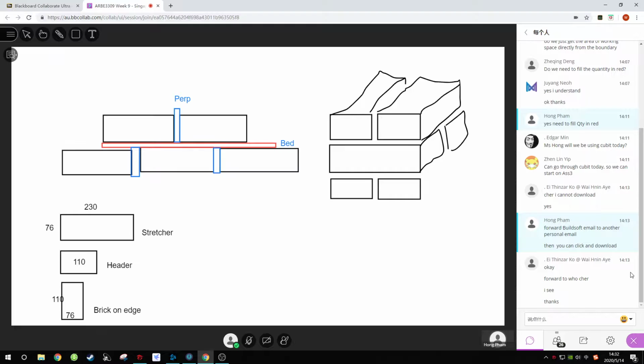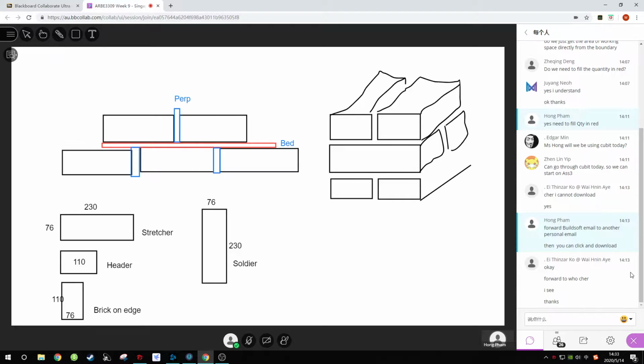Now, you put the stretcher this way, right? How about we put a brick this way? If we put the brick this way, this is 76, and this is 230. If we put it this way, we will call it a soldier. Sometimes we want a standing up soldier like this, but we want a shorter soldier.